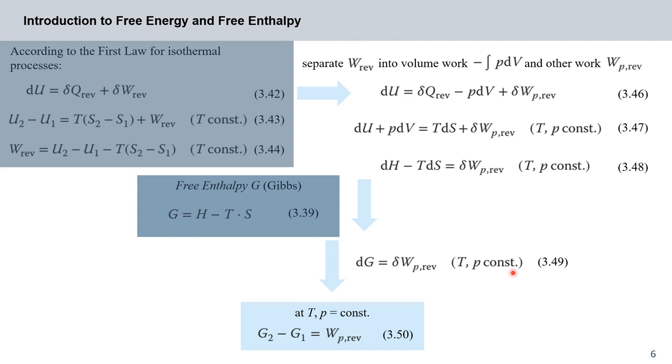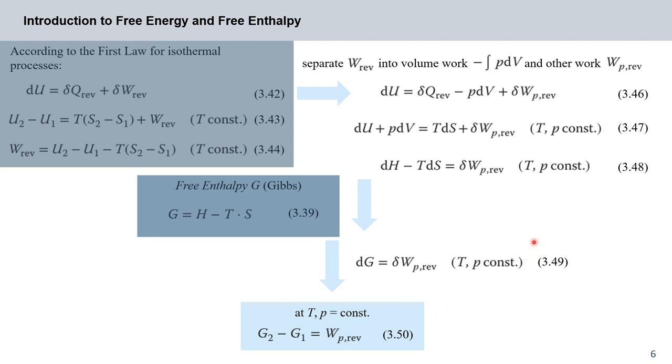So this is again the generic state, and if we consider this between two states, we get at constant temperature and pressure G2 minus G1, so this is the difference in the energies, equals WP reversible. Essentially, analogous to the considerations that we made for isothermal processes on the last slide, we get to equation 350. And we find that the change in free enthalpy is identical to the reversible work done on the system during an isothermal, constant temperature, and isobaric, constant pressure process, which does not include the volume work.